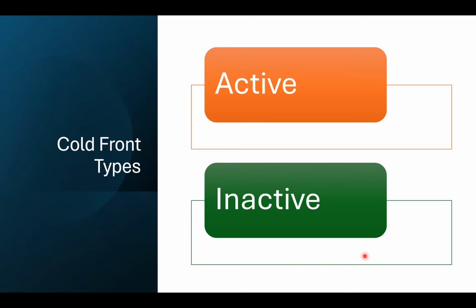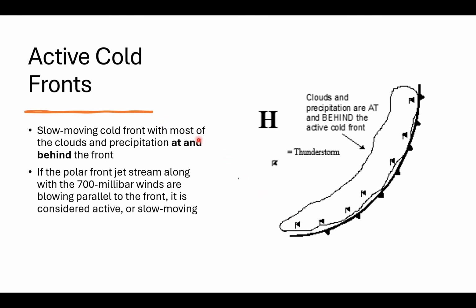There are two types of cold fronts that we're going to get into. We're going to talk about an active cold front and an inactive cold front. Active cold fronts are slow-moving cold fronts, with most of the clouds and the precipitation actually going to be at the front and behind the front. There are some cases where a cold front will come through, you'll have the precip out ahead of it, and you'll have rapid clearing after the cold front passes. But in this case, with an active cold front, it's a slow-moving front. Again, most of the clouds and precip are going to be at and behind the active cold front.